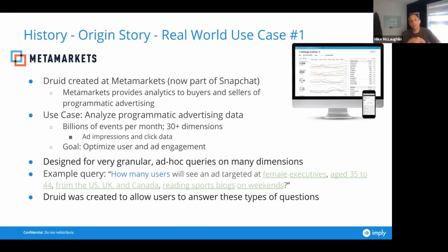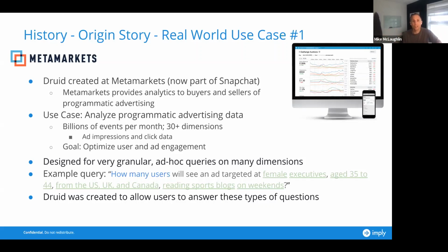But if we look back in time at how Druid got its start, it started at a company called Metamarkets, and Metamarkets was providing analytics to buyers and sellers of programmatic advertising. We're all really familiar with this now, especially with all the time we spend on news sites and the web in general. Metamarkets was built around trying to help both sides of that make sense of the data, basically.